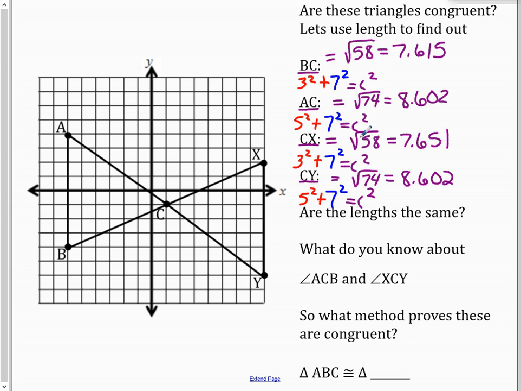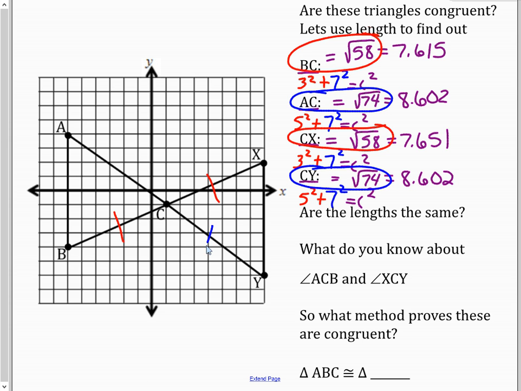So I'm going to start out by marking the things we know are equal. The length of segment BC is the square root of 58, and the length of segment CX is also the square root of 58. So I'm going to put a single slash on those two. And then I know the length of segment AC is the square root of 74, and the length of segment CY is the square root of 74. So I'll put two slashes there. So are these lengths the same? So far, so good. The corresponding ones we found do match up.